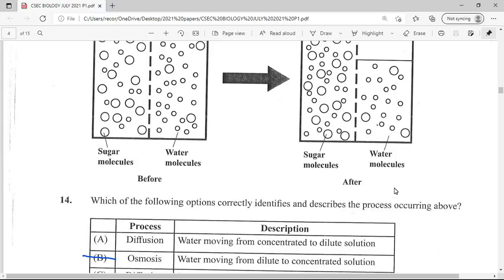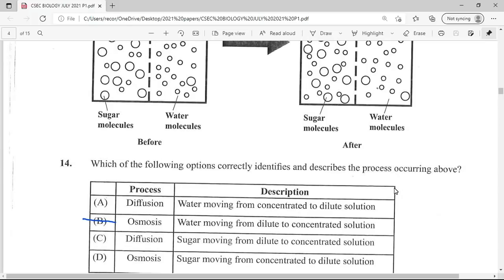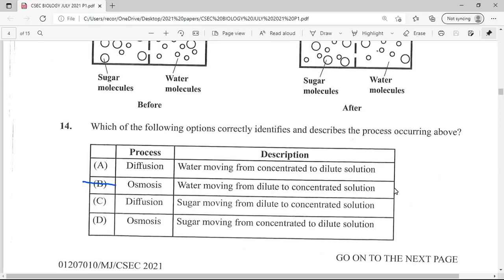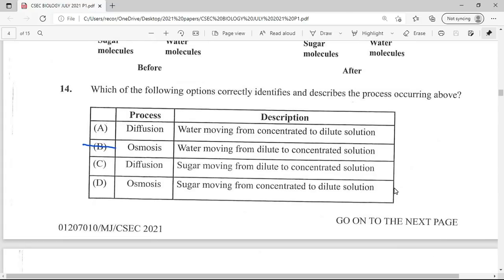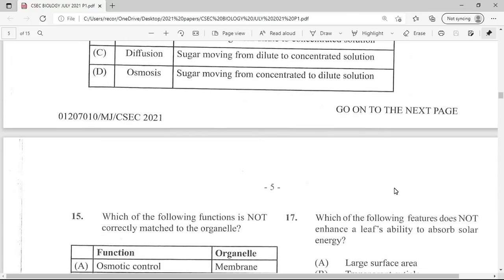Osmosis, water moving from dilute to concentrated solution. Let's look at D, which is another osmosis option. Sugar moving from concentrated. The greater movement is going to be that of water, so B is going to be your answer. Moving down to 15.